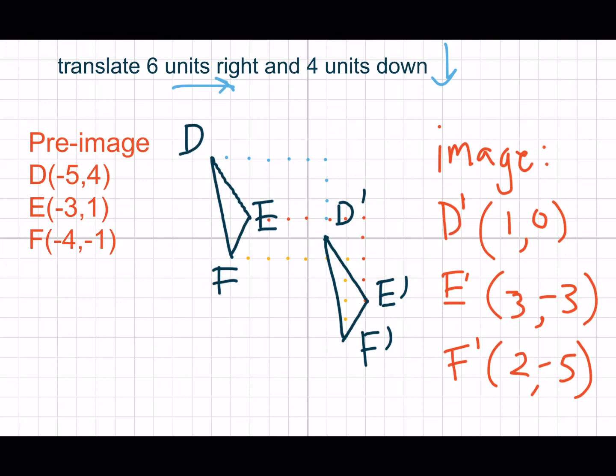All right, and so just look at your pre-image and your image points, see if you notice any patterns, any relationships, how the pre-image became the image points. We're going to talk about that in the next lesson. Okay, so translating should be pretty simple. If you know how to count, if you know the directions in which you're going, you are able to translate a figure.